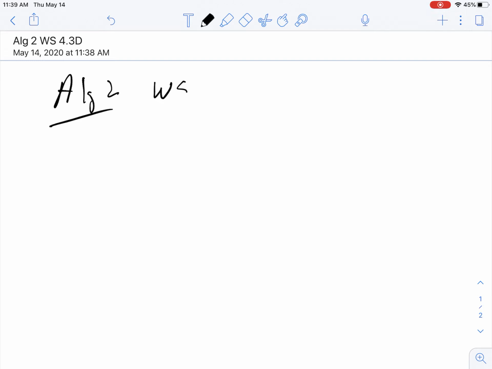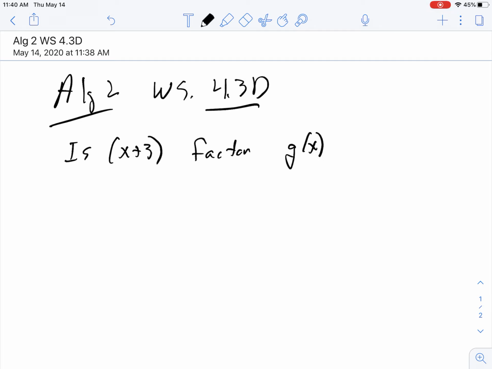All right, so this is for Algebra 2, and we're dealing with worksheet 4.3D in that section of the book here. On the last assignment, the question was, for example, is x plus 3 a factor of this function, g of x equals x squared minus 4x minus 21? Now, keep in mind that there are two zeros in this function. So one way to do this is to divide it out.